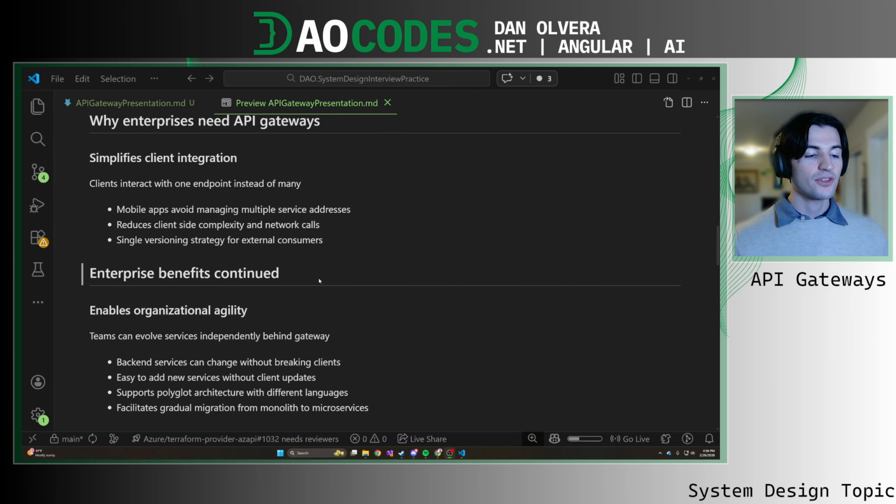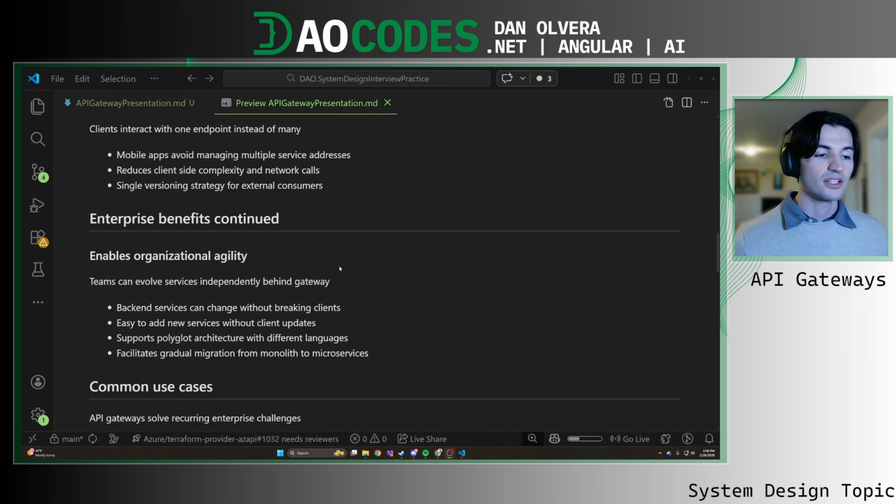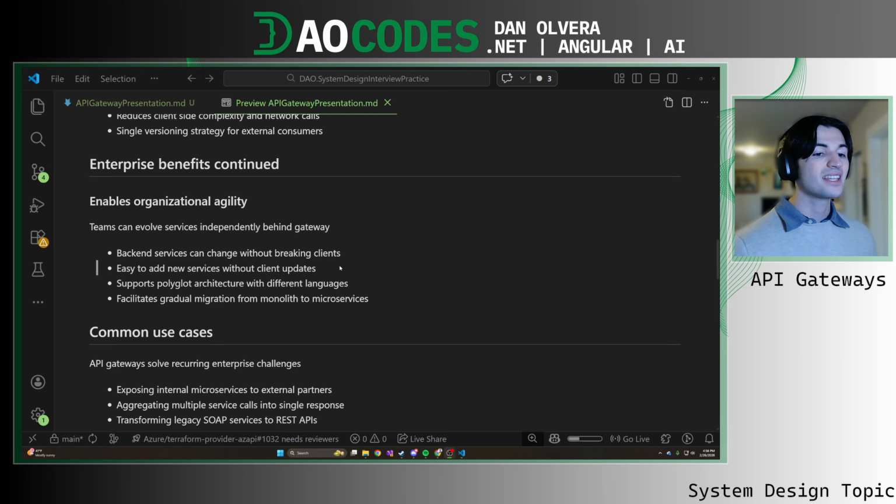Now, some of the other things are the organizational agility, right? Teams can evolve services independently behind the gateway. They can keep changing, but the client only ever knows about this monolithic gateway, right?